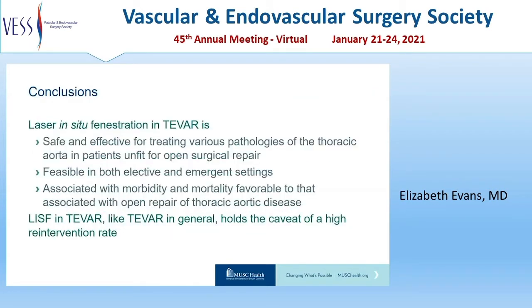So a few take-home points from our center's experience with laser in-situ fenestration and TEVAR. For one, we're finding it safe and effective for treating various pathologies of the thoracic aorta in patients who are unfit for open surgical repair. It's showing to be feasible in both elective and emergent settings. Its morbidity and mortality profile are favorable to that associated with open repair of thoracic aortic disease. And like TEVAR in general, it does have the caveat of a high reintervention rate.